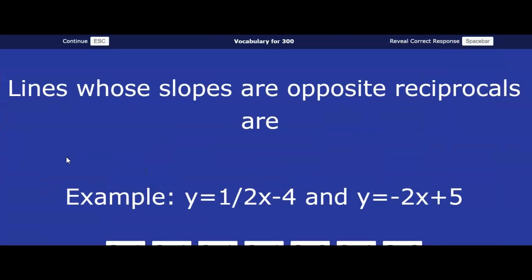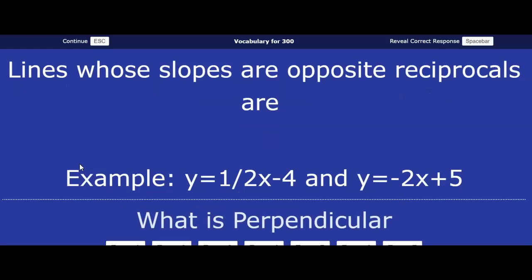Okay, lines whose slopes are reciprocals. And that hand went down. Kayla. Perfect. What is perpendicular?